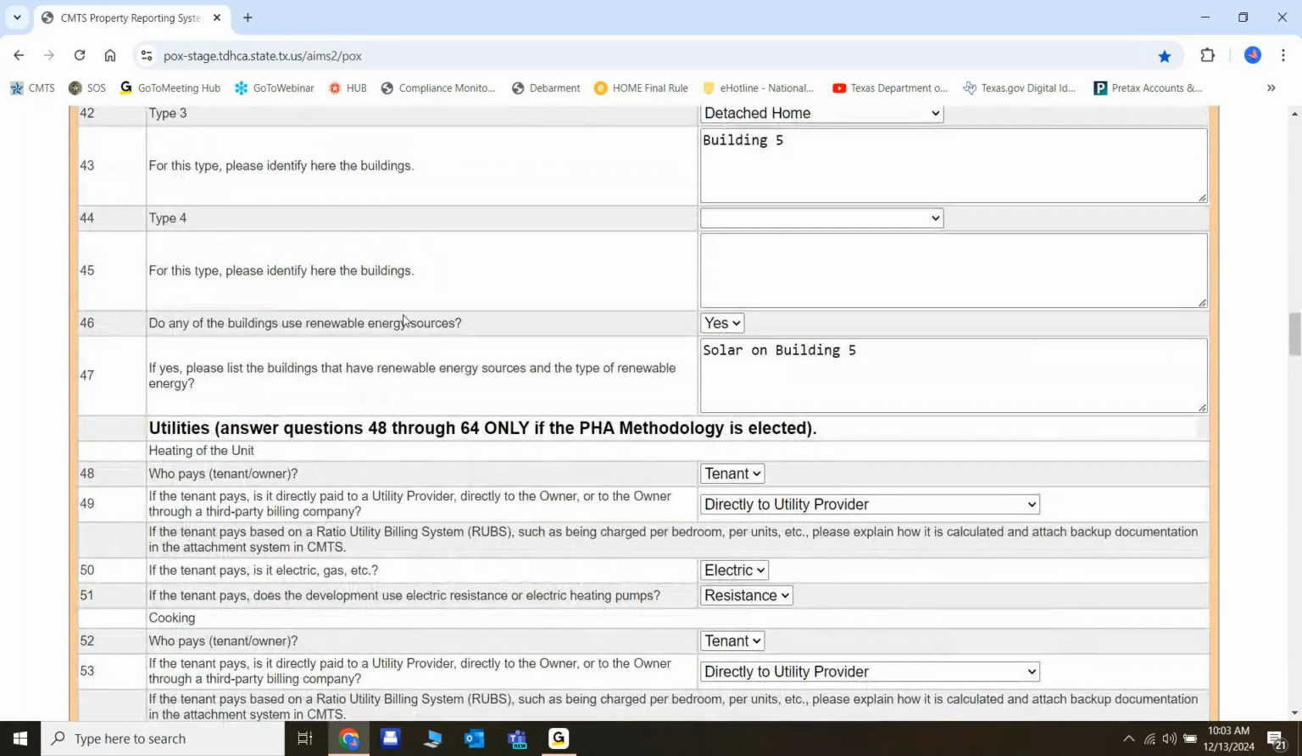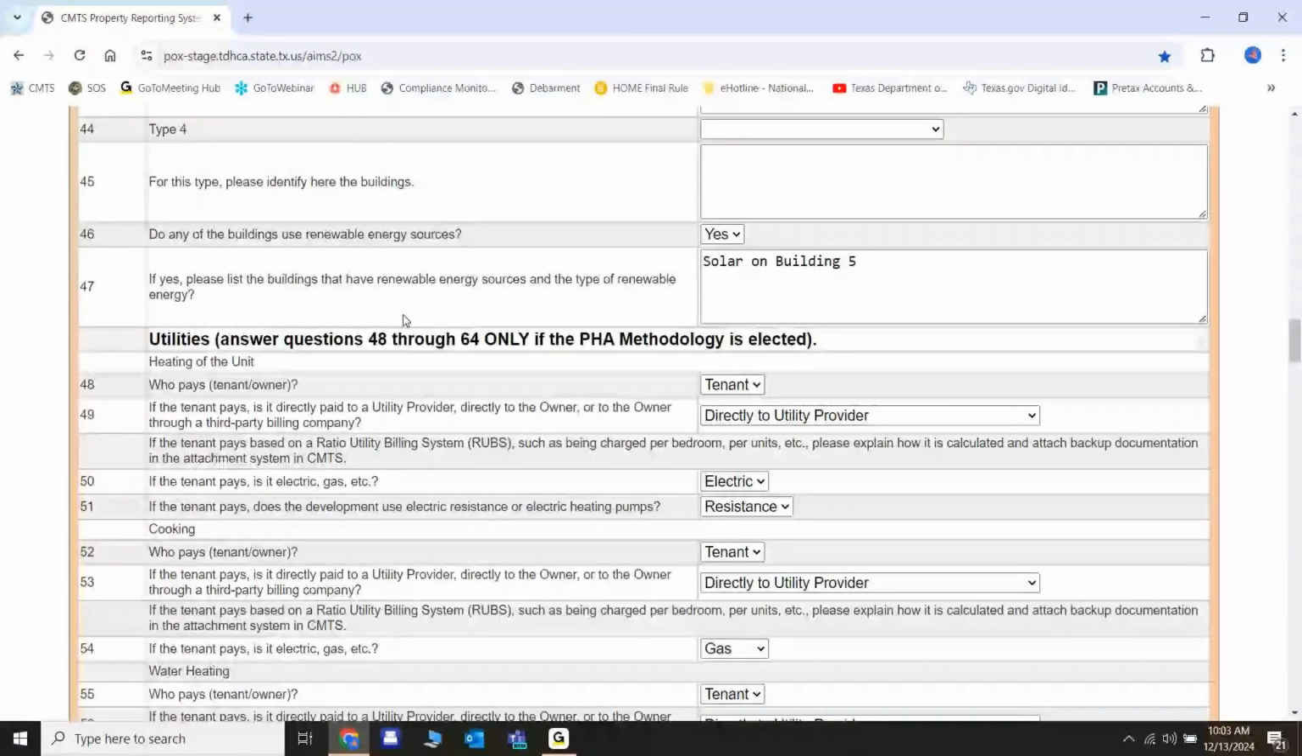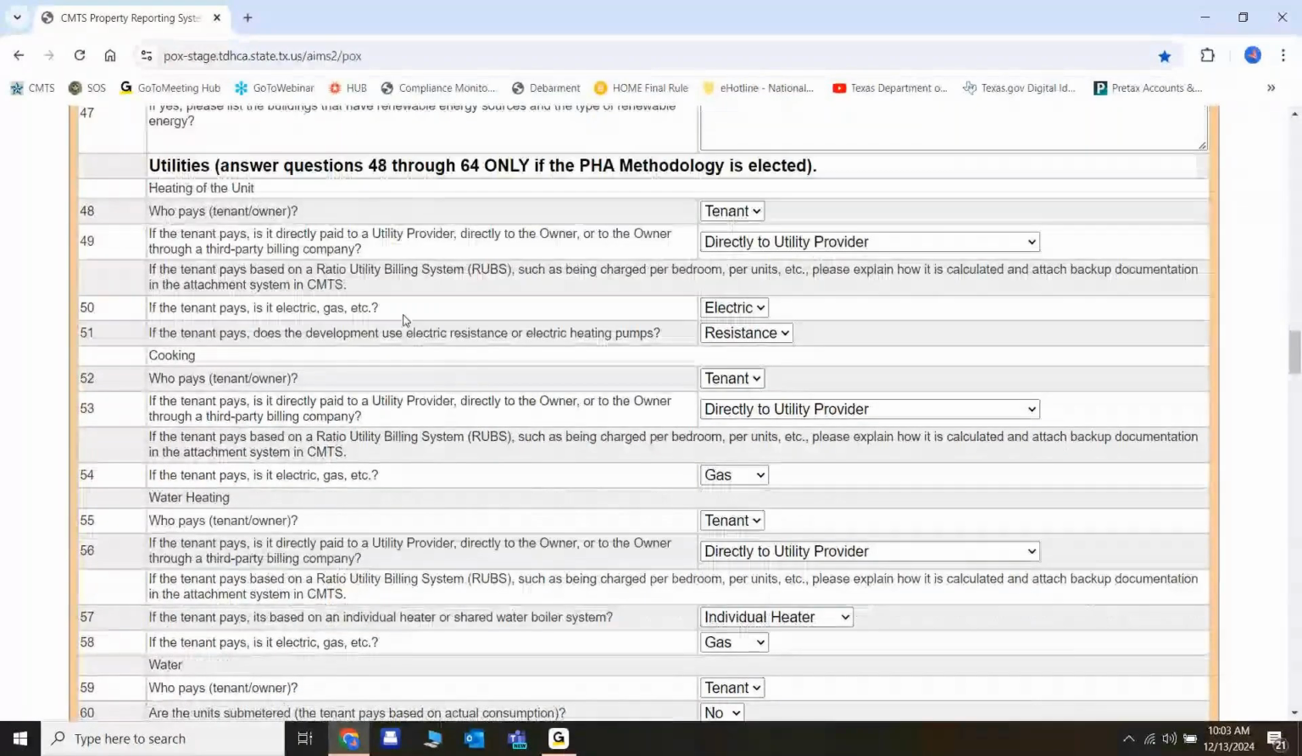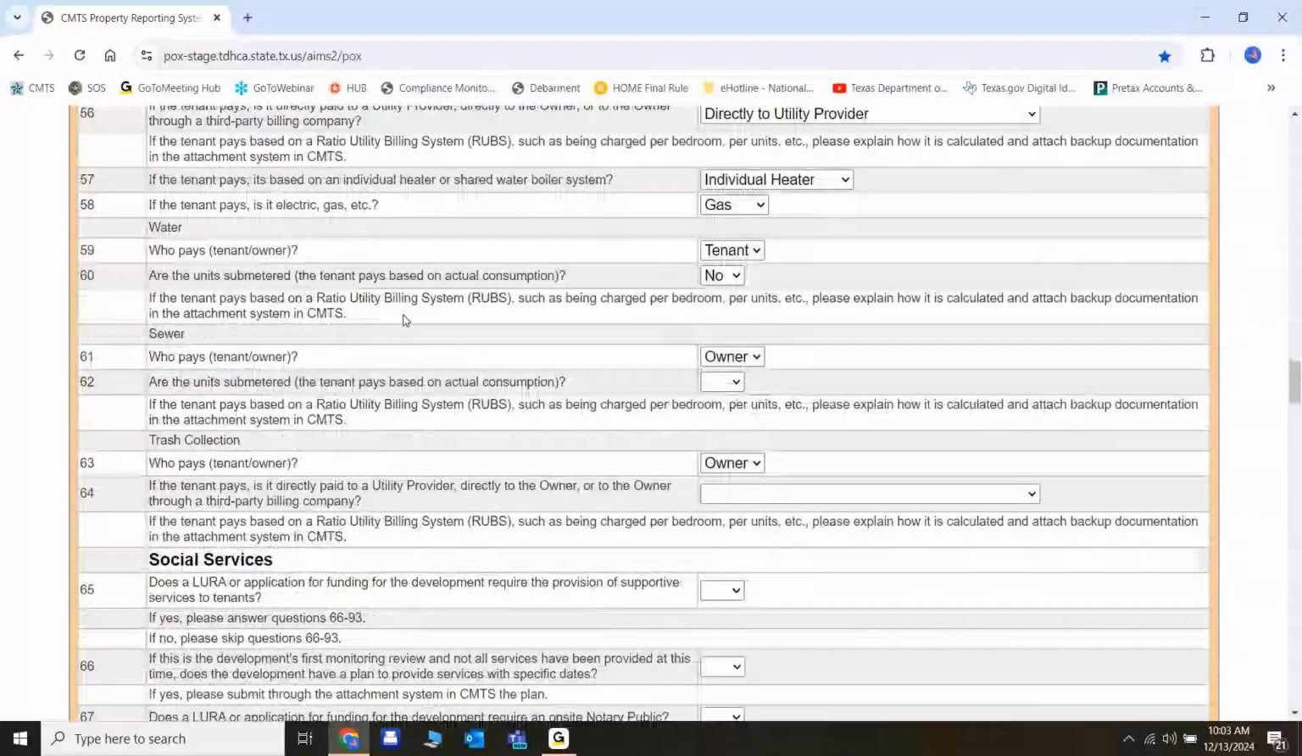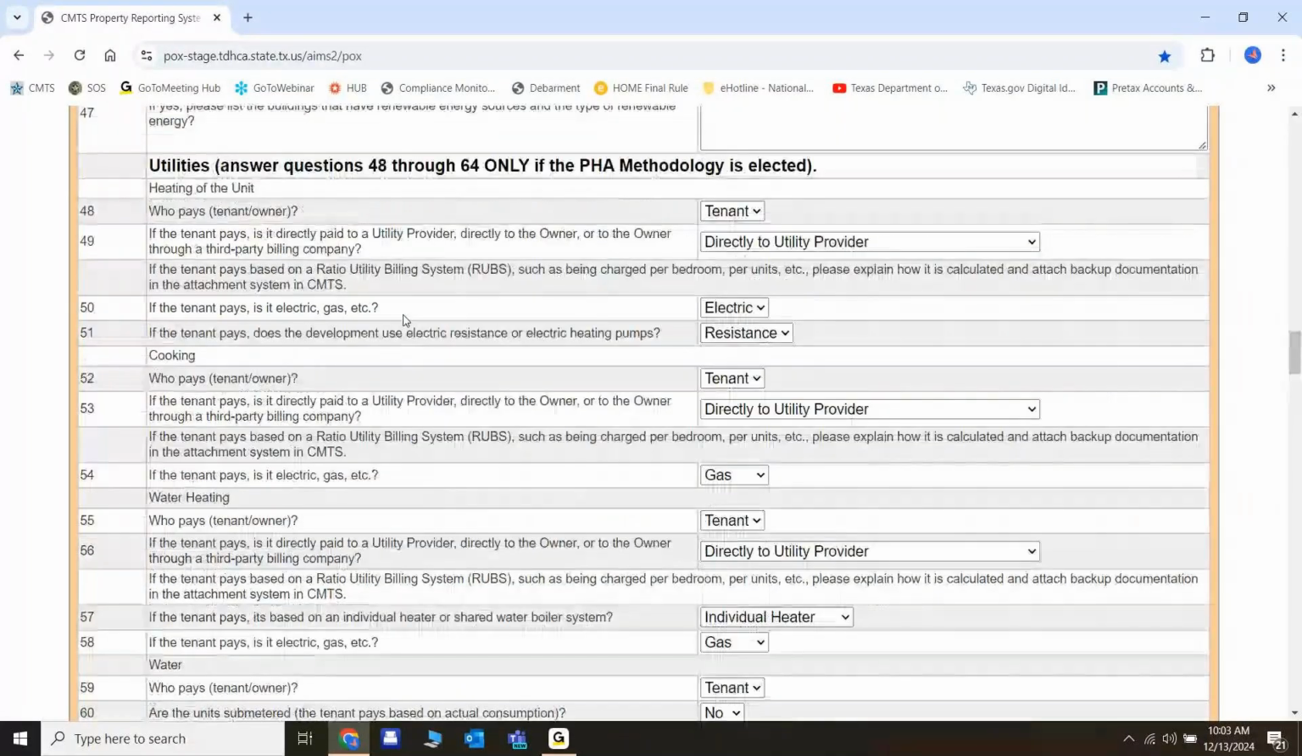Okay. The next question is, if the property uses a third-party engineer for all households except the Section 8 voucher holders that use the PHA, do you still skip questions 48 through 64? Yes. You skip 48 through 64. I do not need you to answer those just because you have a voucher holder.